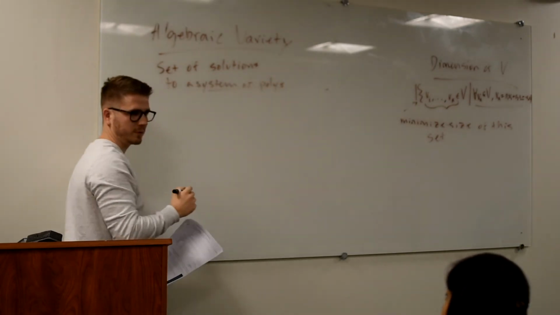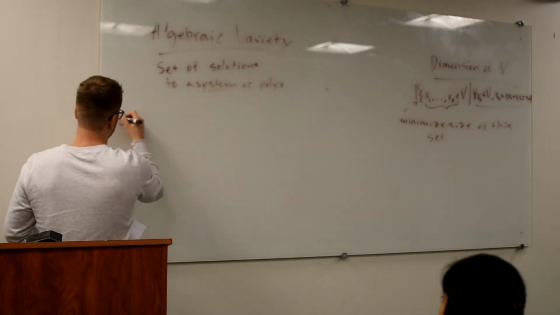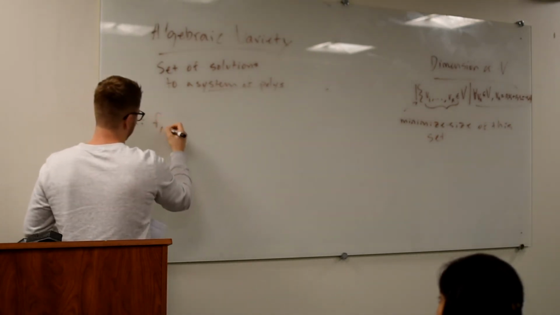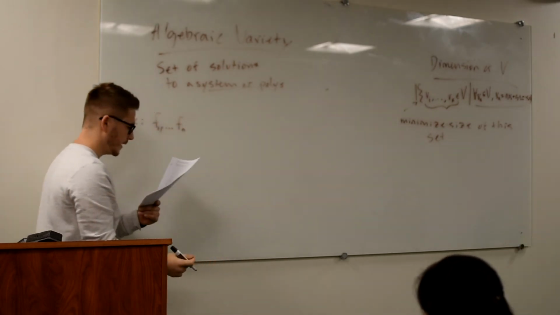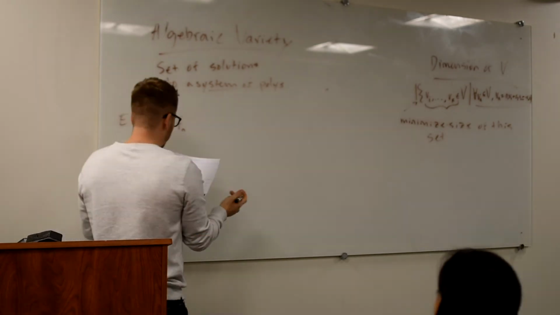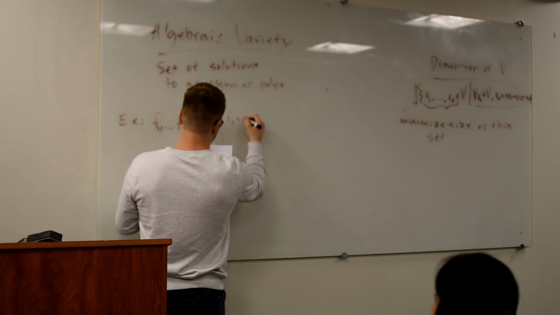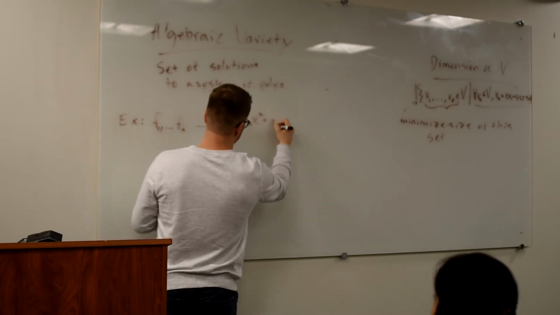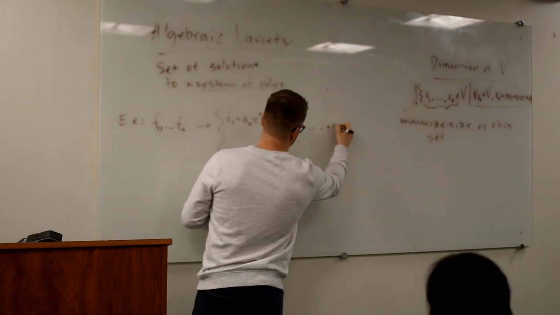And pretty much what a system of polynomial equations is, well, let me just give an example. So say we have functions 1 through function n, and all of these functions are polynomial functions. So we can write this as f1 equals an xn plus an minus 1 xn minus 1, yada yada, up to our constant.